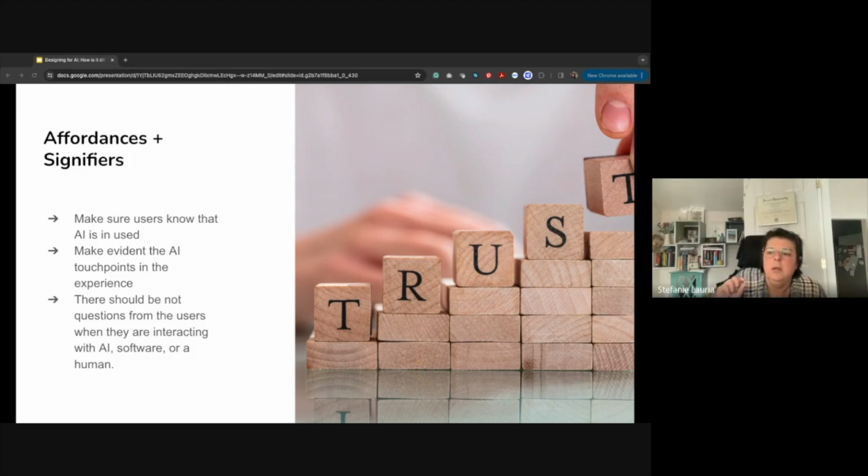So just make sure there's no question for the users about whether they're interacting with an AI versus a deterministic software, or if they're interacting with a human, in the case of a chatbot. So make sure it's very clear, because without it, your experience is going to fall apart. Users will lose confidence about what is true, what is fact, and what is fiction.